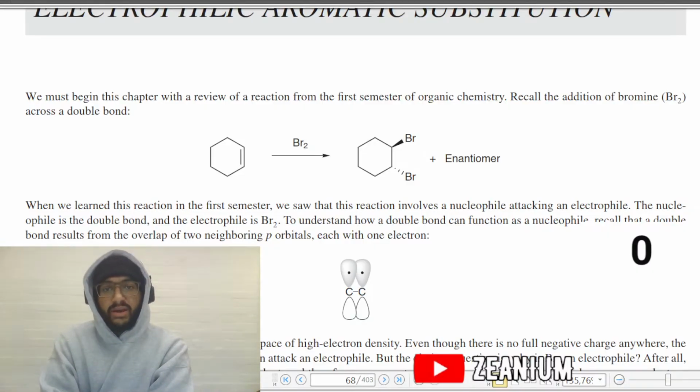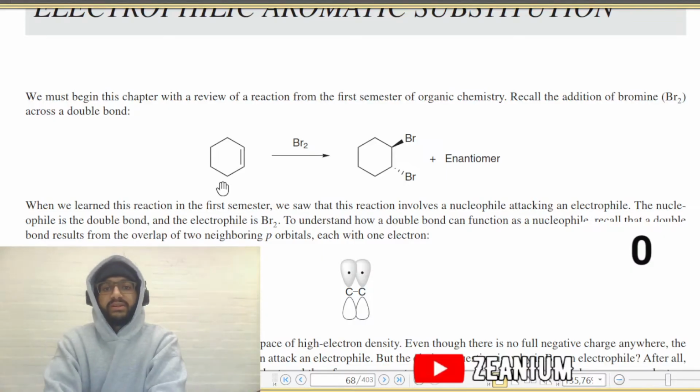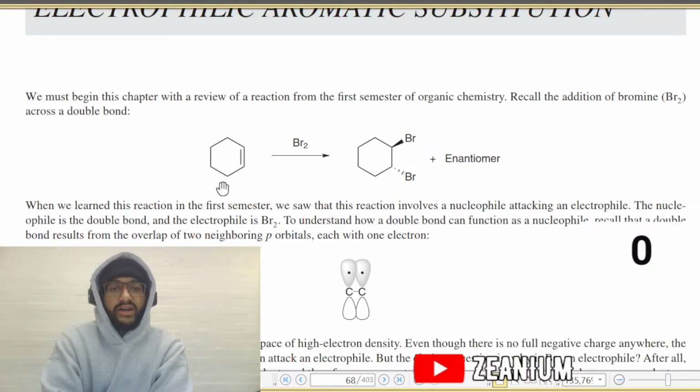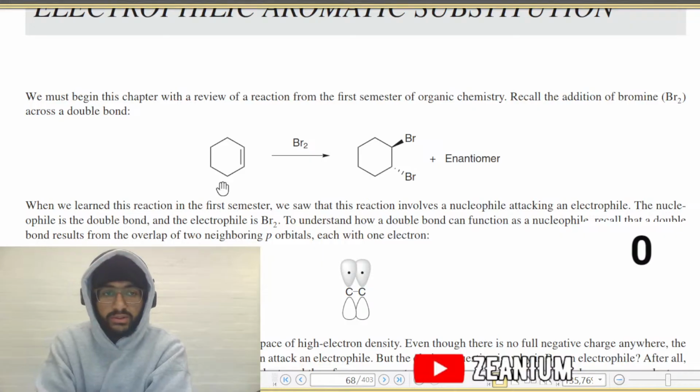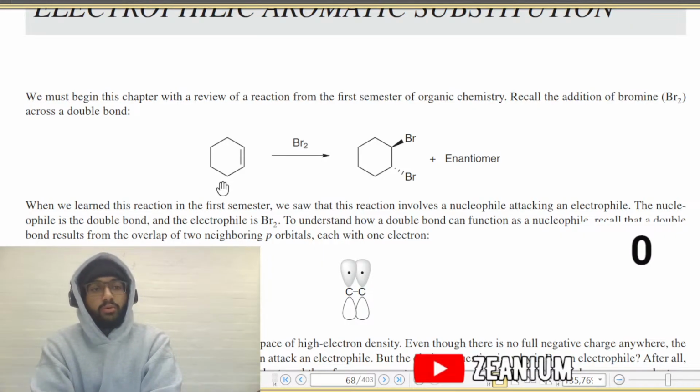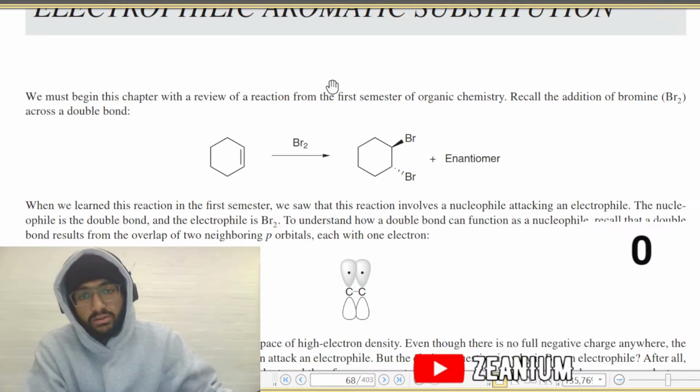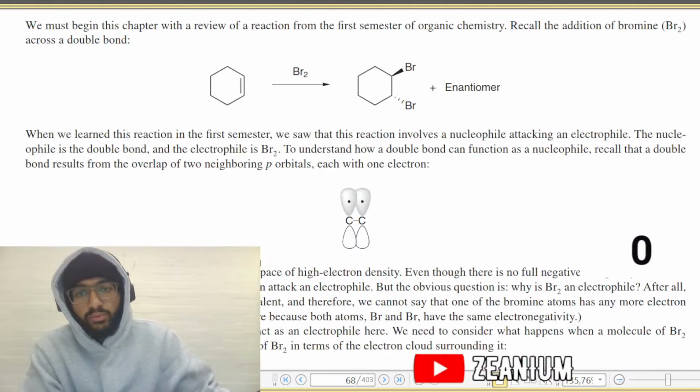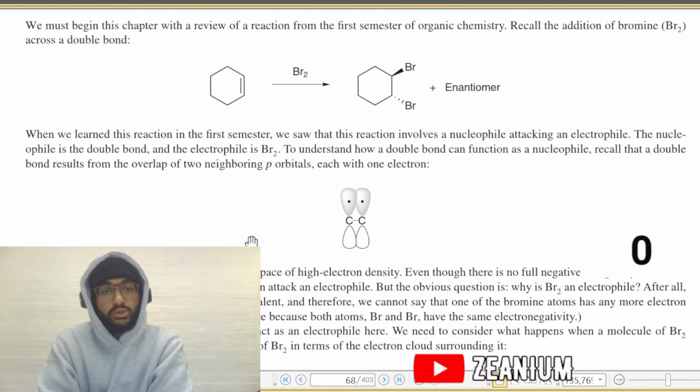We must begin this chapter with a review of reactions from the first semester of organic chemistry. Recall the addition of bromine, Br2, across a double bond. So as you can see here, we have a cycloalkene reacting with bromine, which then turns it into an anti addition product with enantiomer.